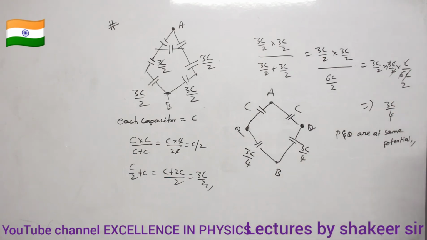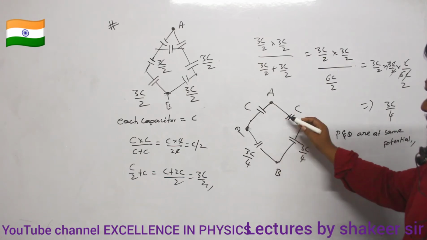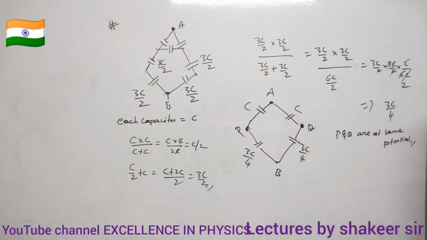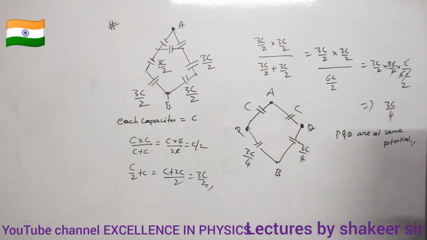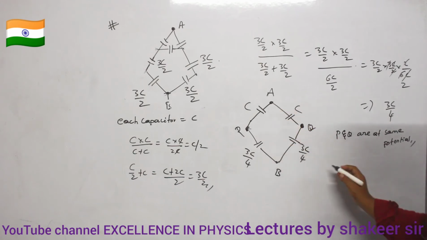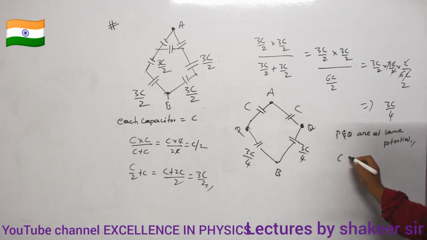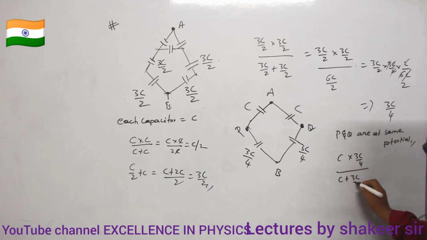If it is present or if it is absent, nothing is going to change in the circuit. So now here C and 3C by 4, C and 3C by 4, they are connected in series. Clear? And this total branch, they are connected in parallel. So therefore, if I take the equivalent of these two, then how can I write? I can write C into 3C divided by 4 divided by C plus 3C divided by 4.